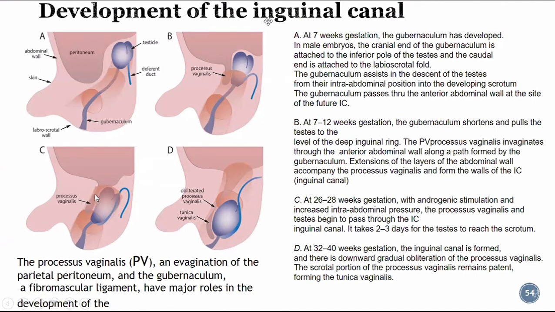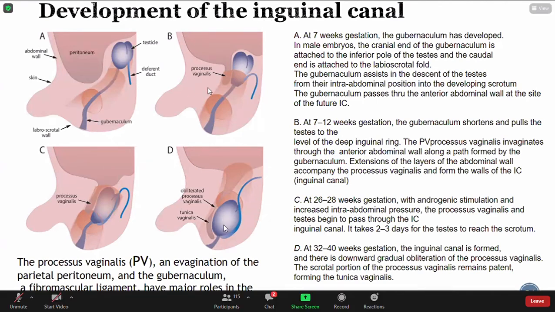It takes 2 to 3 days for the testis to reach the scrotum during this stage. At 32 to 40 weeks, the testis should be at the scrotum already. The inguinal canal has already been formed. Then the processus vaginalis becomes gradually obliterated, a downward gradual obliteration just before birth, at 32 to 40 weeks. However, the scrotal portion of the processus vaginalis remains patent and forms the tunica vaginalis. We mentioned the tunica vaginalis a lot of times earlier. It actually comes from the processus vaginalis; it is a remnant of the processus vaginalis.